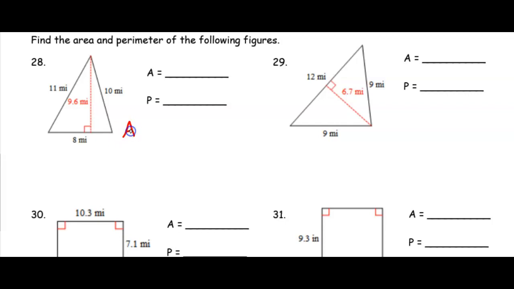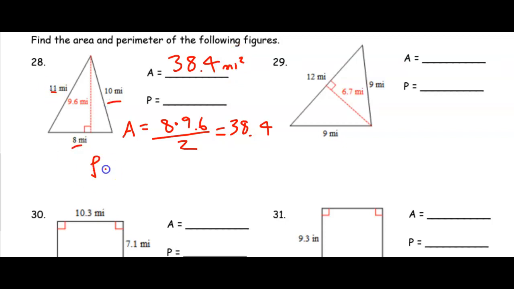So area for a triangle is base times height divided by 2. So 38.4 miles squared. Perimeter, add up all 3 sides. So 11 plus 10 plus 8 is 29. 29 what? Miles.